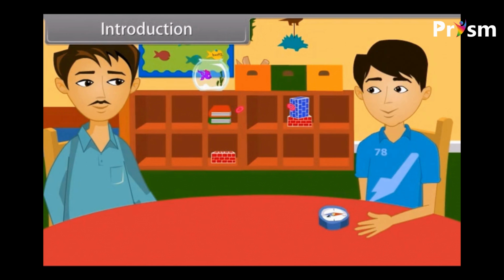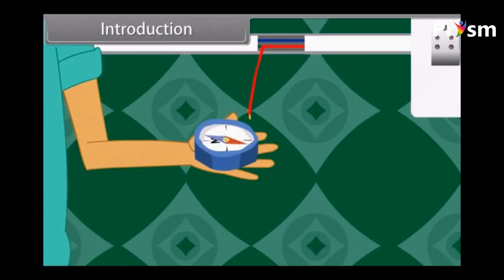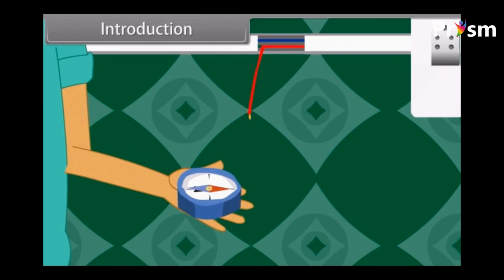Yes, Rajiv. Tell me exactly what happened. I took the compass to my friend's place. They have some electric work being done in their house. We were playing with the compass very close to an open wire. Suddenly, for no reason, the compass needle got deflected. When we moved away from the wire, it came back to where it was.